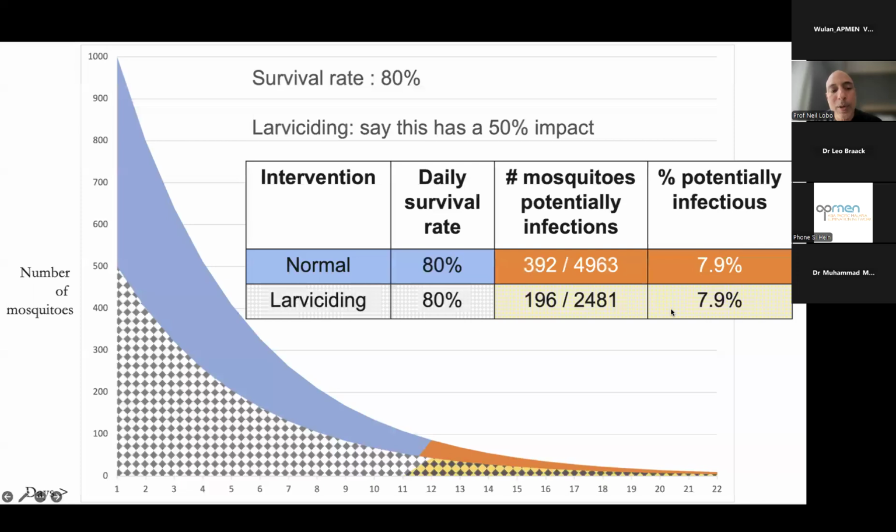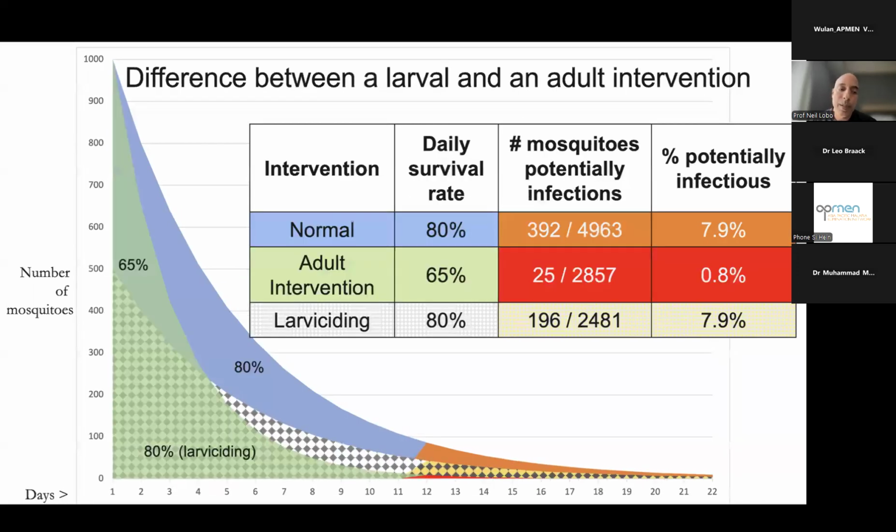And now let's map your adult intervention to your larval intervention, and you can see the difference, right? So they are 80% normal survival. This is your 65% survival with an adult intervention. And even though you had a 50% impact on adult mosquitoes, your larviciding also has an 80% survival of those 50% of adult mosquitoes. And you can look at the infectious proportion here. This bright orange is your normal, the crosshatch yellowish is your larvae, and your red is your adult intervention. And you can see the difference.